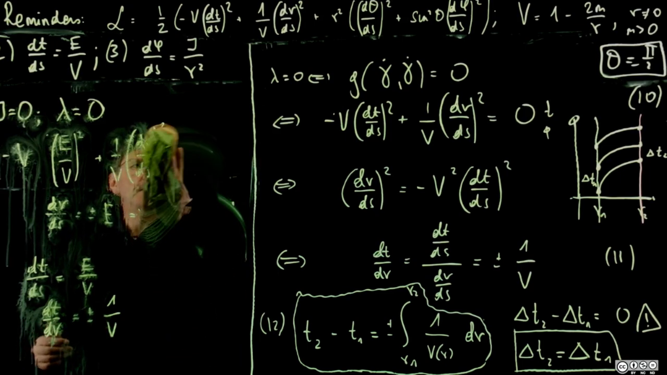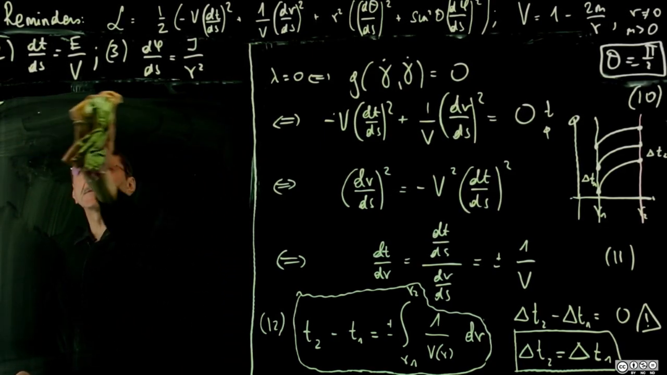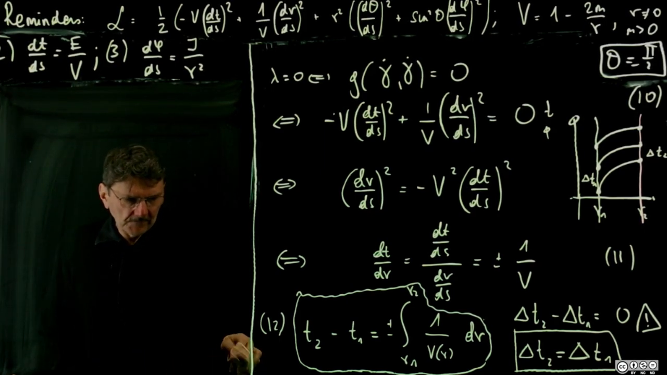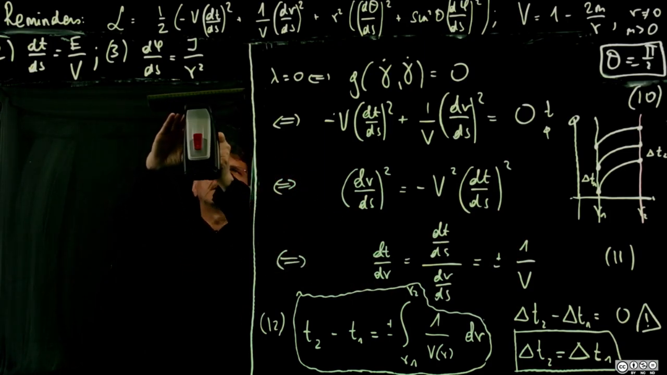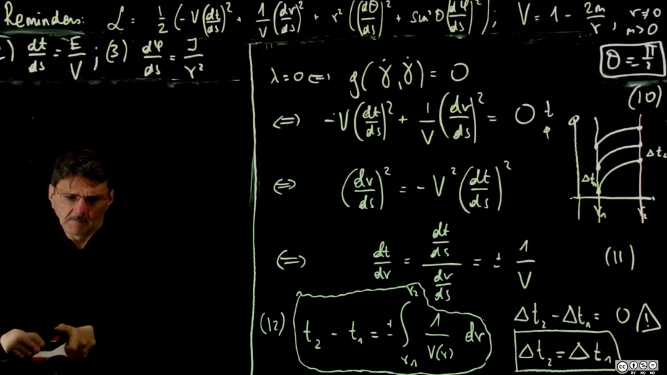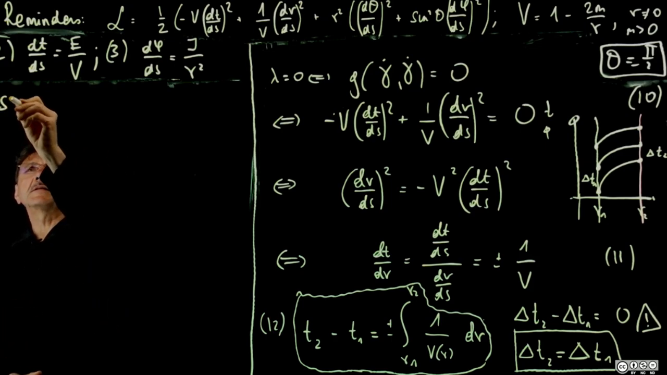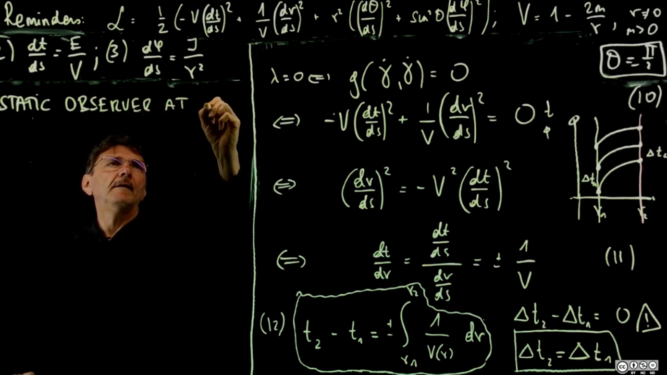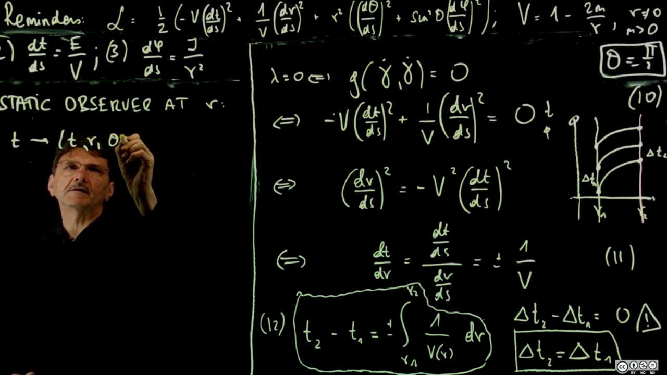And for this, you have to remember what stationary observers do, right? So these are stationary or static observers. Well, stationary in general; in the case of Schwarzschild, they're actually static. Time flows differently; the rate of flow of time depends on where you are, right? So for a static observer at R, the world line is t going to t, with r, theta, phi constant.